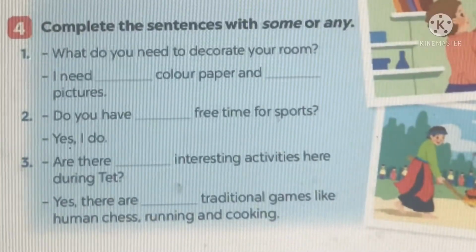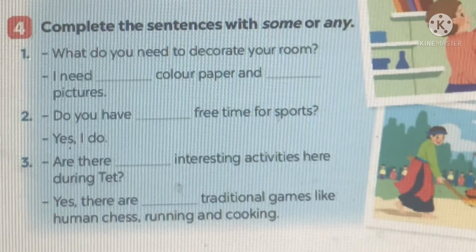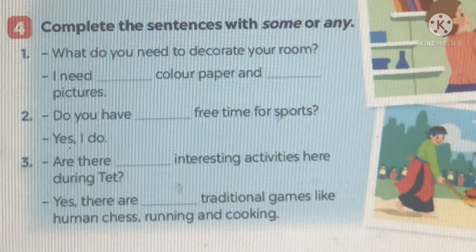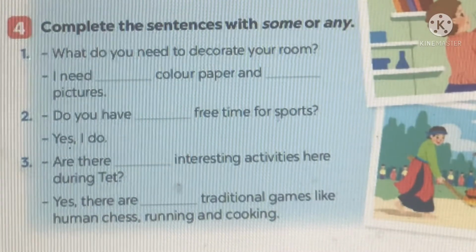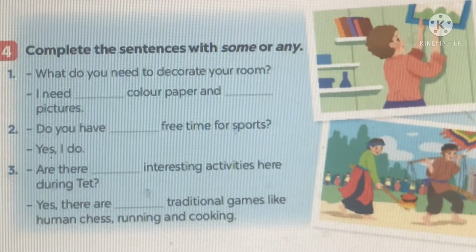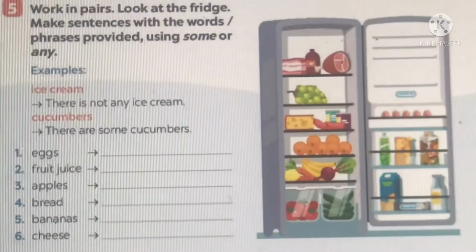Let's do activity number 4. Complete the sentences with some or any. 1. What do you need to decorate your room? I need some color paper and some pictures. 2. Do you have any free time for sports? Yes, I do. 3. Are there any interesting activities here during Tet? Yes, there are some traditional games like human chess, running and cooking.